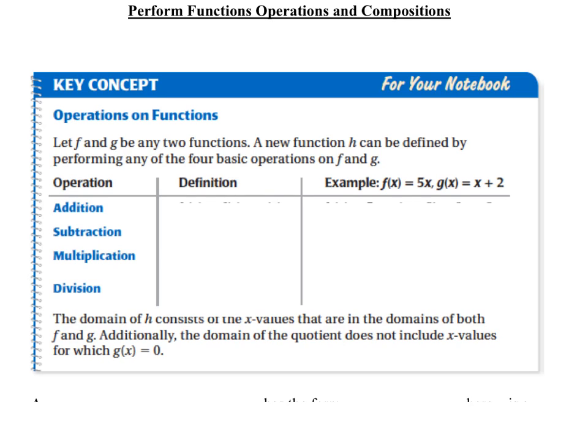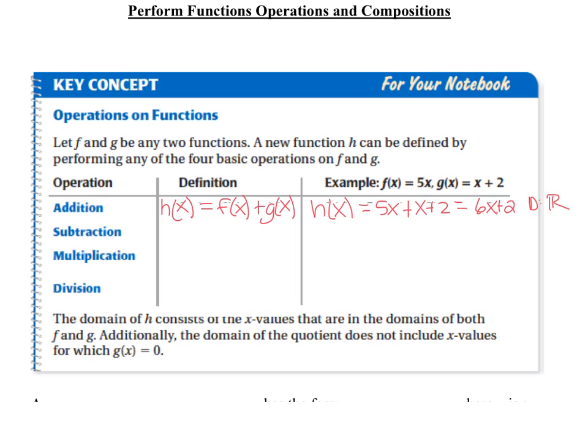For example, we could do addition. h of x could be defined as the sum of f of x and g of x. So if they're giving us this example where f of x is 5x and g of x is x plus 2, then h of x would equal the sum of those two functions, so 5x plus the x plus 2. So h of x would equal 6x plus 2. The domain here would be all real numbers because it's linear. You can take any number, multiply by 6, and add 2.